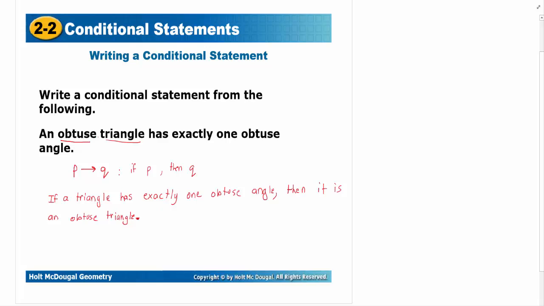So again, in this scenario, your answers may vary on how you write it, but you still have to realize what you are starting with and what you are ending with. I'm starting with the statement that I have exactly one obtuse angle. I'm ending with the statement that I can now say I have an obtuse triangle. So you've got to know where you're starting and where you're ending. That's the key. Now how you write it can vary slightly, but it shouldn't vary a lot.